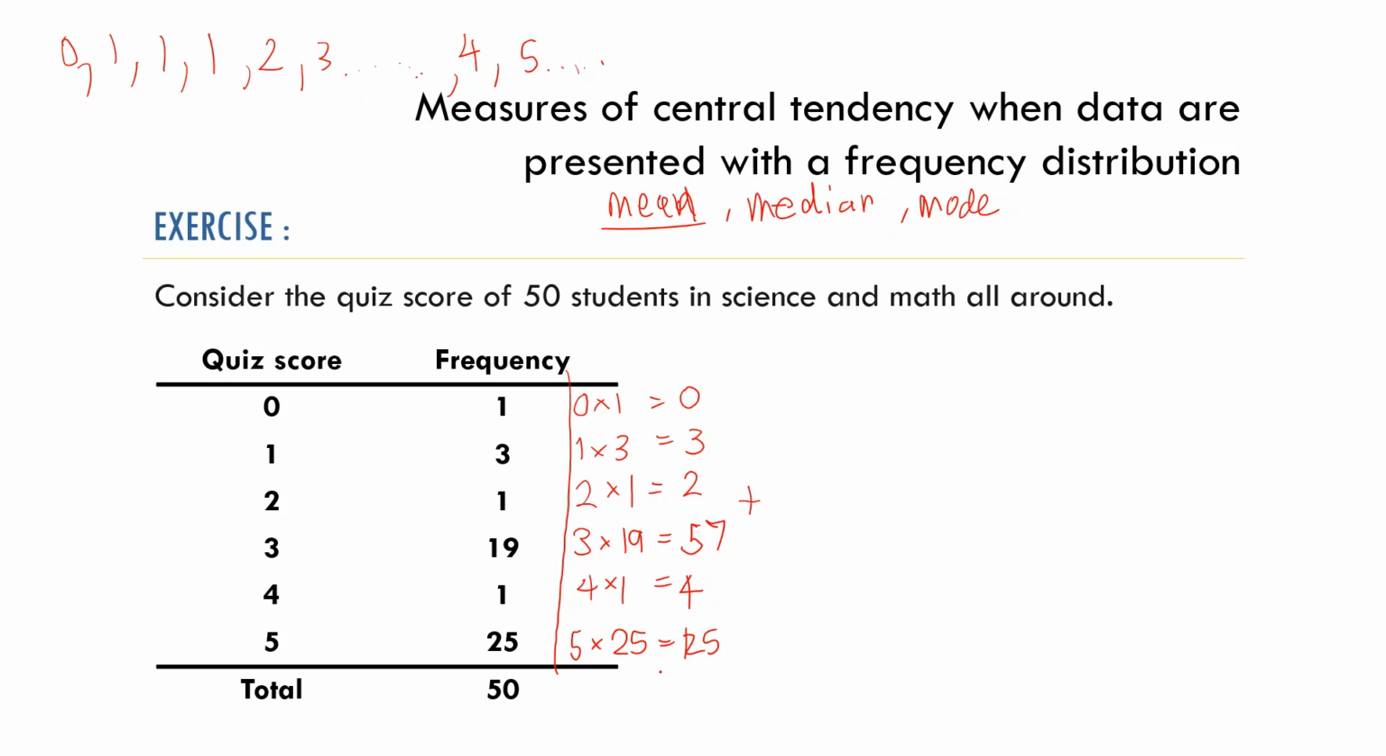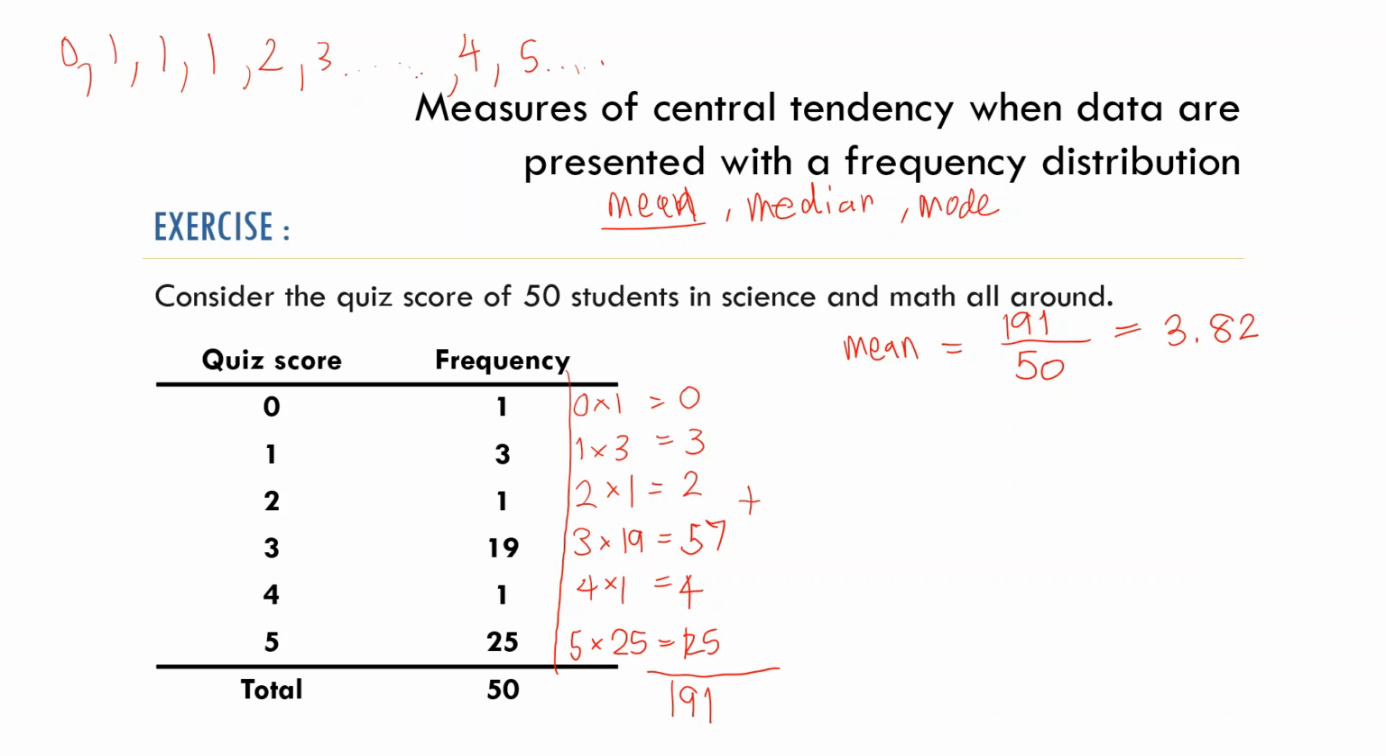So I combine all of this. Use my calculator, or you can also use your calculator, and it turns out that the combination of all these numbers is 191. Okay, so the mean is going to be the total score, which is 191, divided by the number of students, which is 50, and I get the mean equal to 3.82.